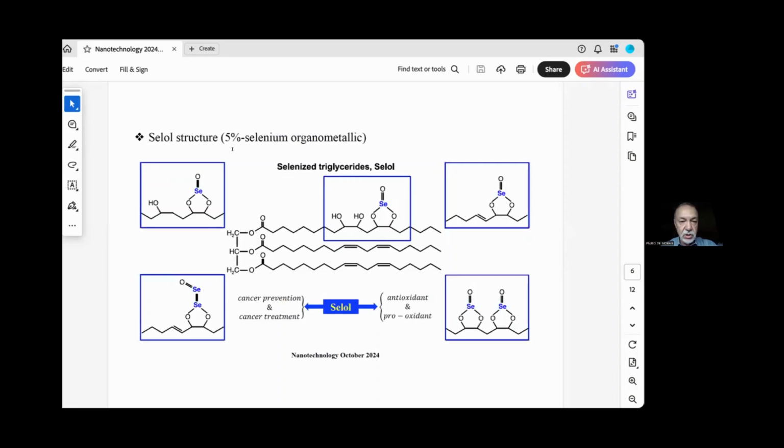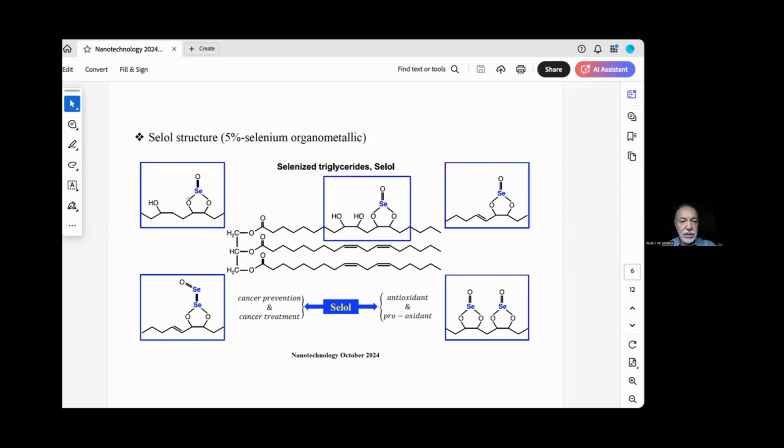Let me tell you a little bit about selenium. Actually, it is a selenium organometallic, about 5% selenium. There are different ways that selenium can appear in this molecule, so I just show you a few of them.